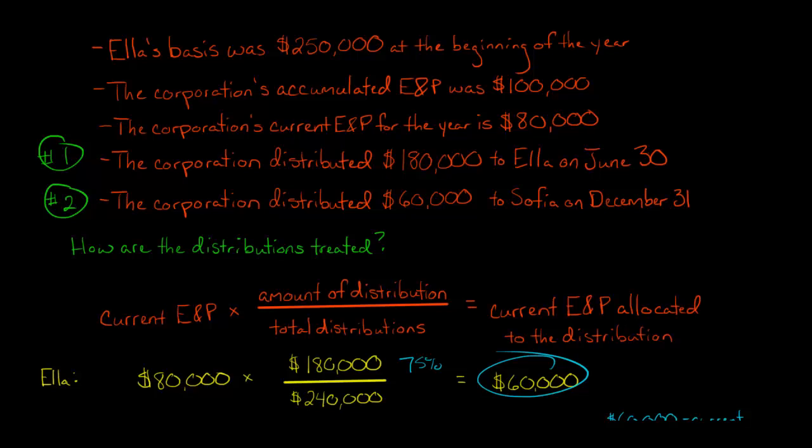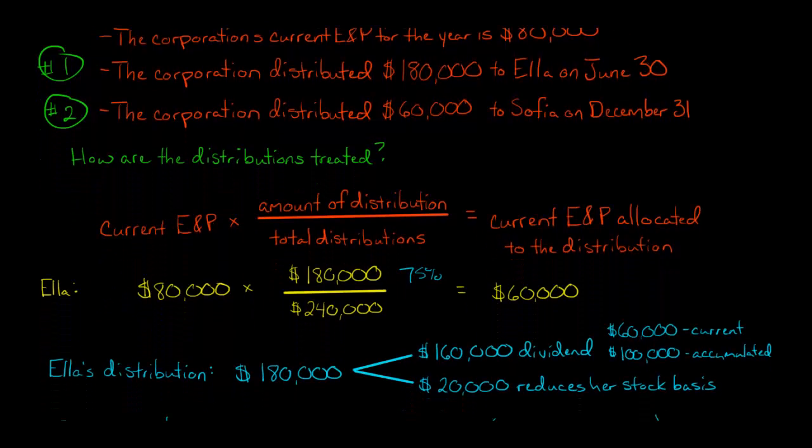So $60,000, this is the amount of current E&P that we're going to treat when we're figuring how much of Ella's distribution is going to be a dividend. Okay, so now let's take a look. So she's got $180,000 was her distribution. $160,000 is going to be a dividend. How did I get that number? Well, we've got $60,000 is current E&P. That is what we got when we did this formula. We said $60,000 of the $80,000 in current E&P that this company had, 75% of it, is going to apply to Ella's distribution. Okay, so that $60,000 is going to be a dividend.